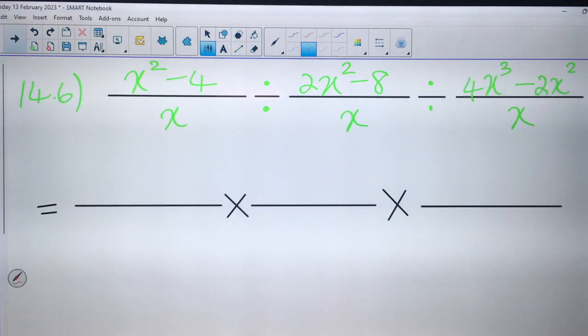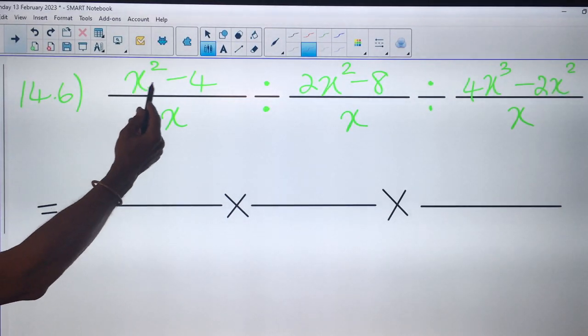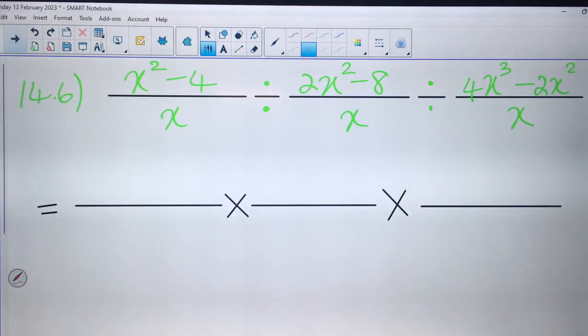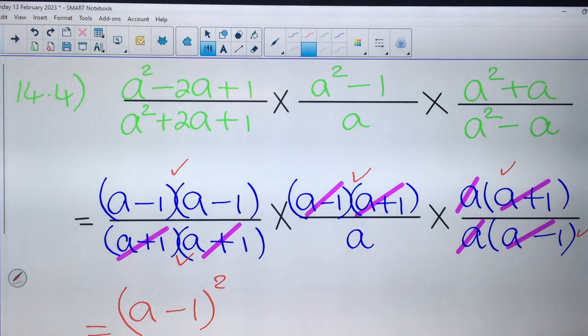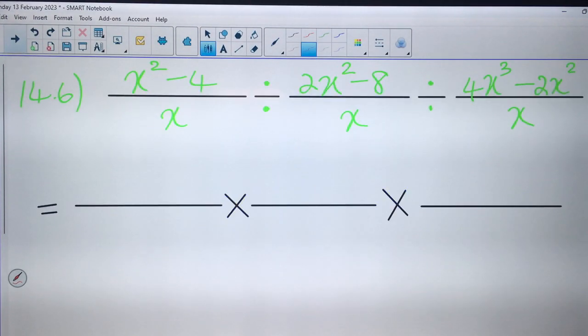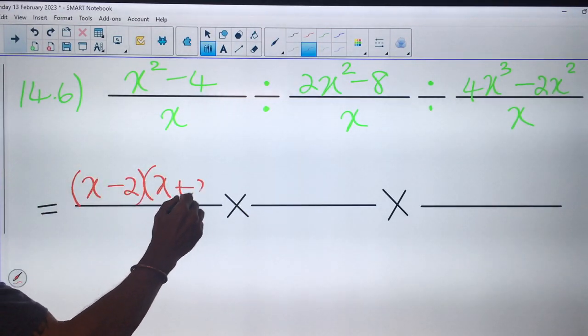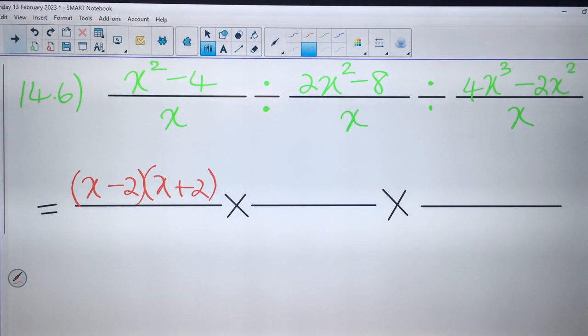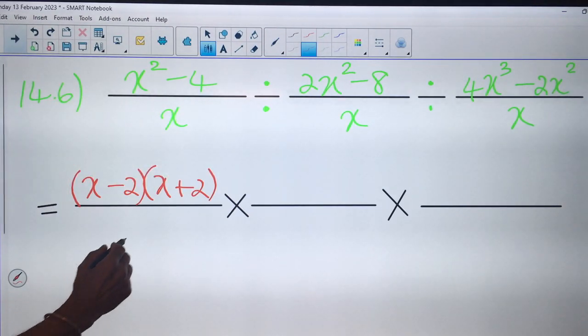Can we factorize that? No, sir. Check difference of 2 squares. What does that become? How did we factorize this one? Difference of 2 squares. Yes. So how? X minus 2, and X minus 2. So what about the x at the bottom here? Well, nothing. It's going to stay here. Yes, sir.